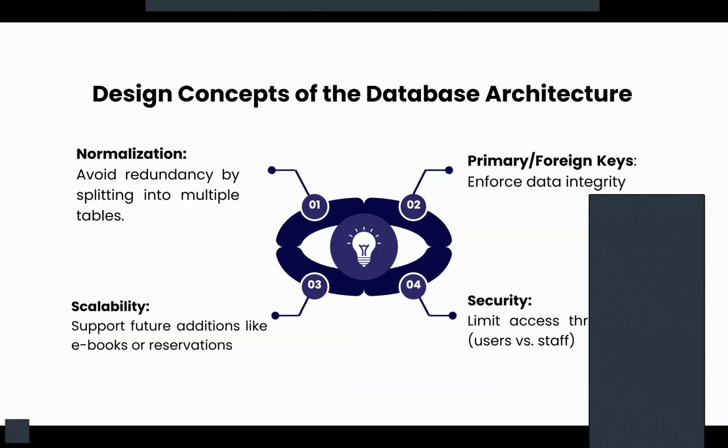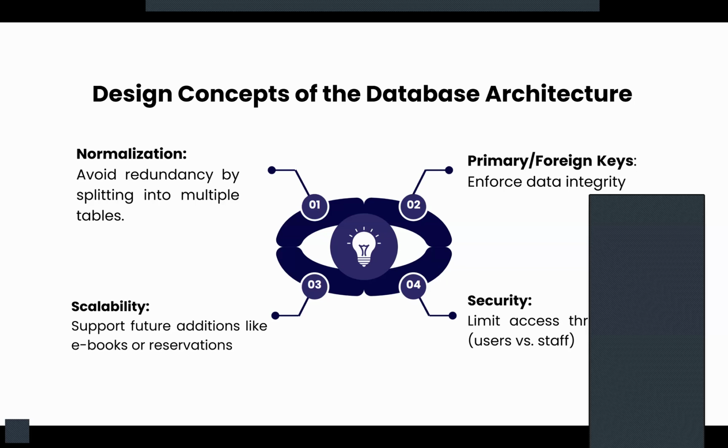Okay, so I'm going to be talking about the design concepts of this database and their architecture. For normalization, we normalized it to the third normal form, so that way we don't have any many-to-many relationships, and also to avoid redundancy by splitting the data into multiple tables. Then we enforce primary and foreign keys to enforce data integrity and unique values.